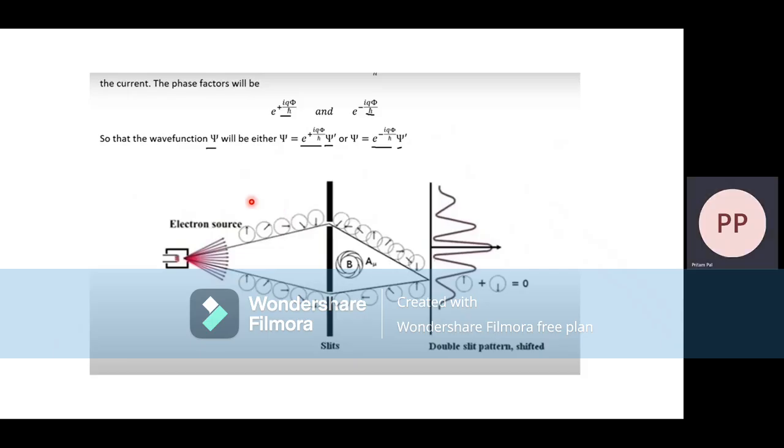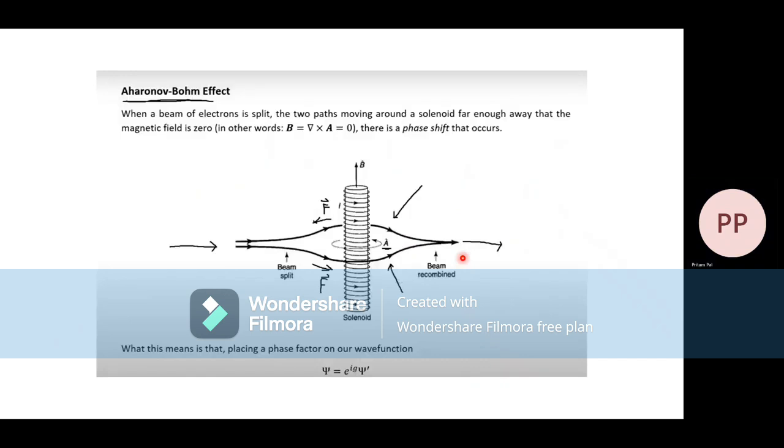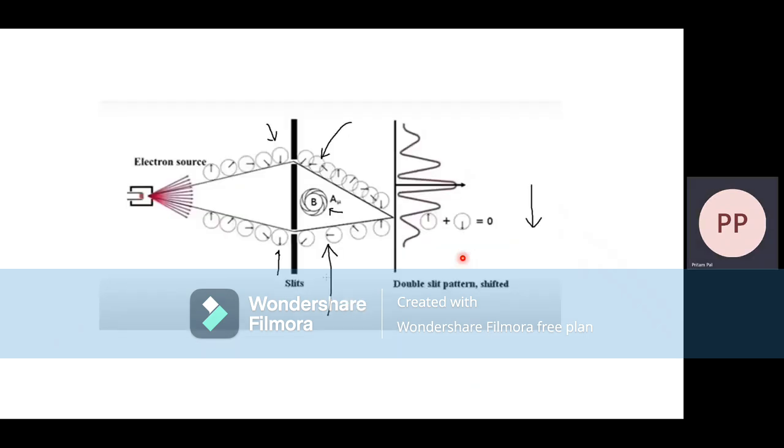So this is how it goes, and this is the electron source, and the diffraction is happening. This is the double slit pattern, which is a bit shifted, as you can see, because of the phase factor. So this is what I wanted to discuss. These are the basic things. If you understood these things properly, then I think you will be able to solve the questions based on today's discussion and whatever sir discussed this week.